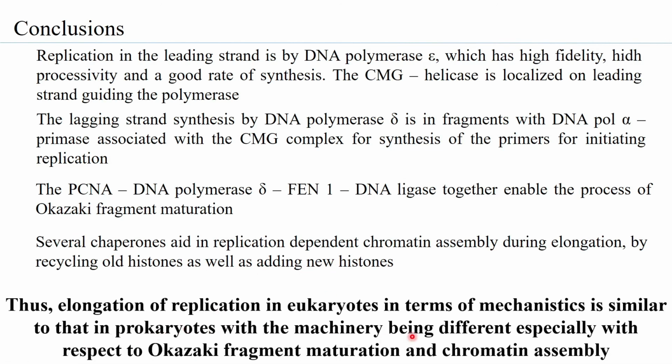Thus, elongation of replication in eukaryotes, in terms of mechanistics, is very similar to that in prokaryotes, as it follows the same trombone model. The only difference, like mentioned earlier, is the machinery having a lot of differences, especially with respect to Okazaki fragment maturation and chromatin assembly.